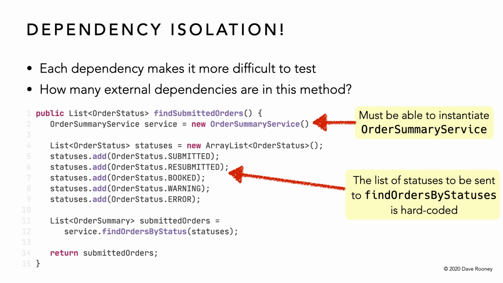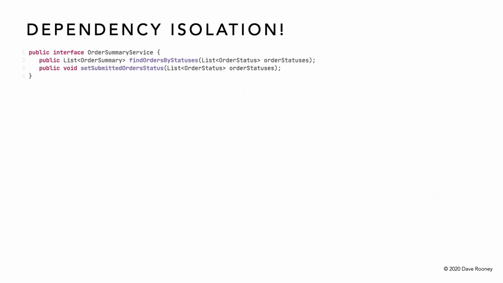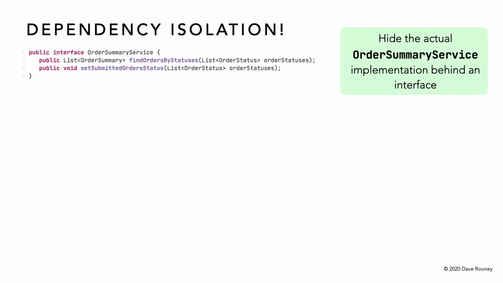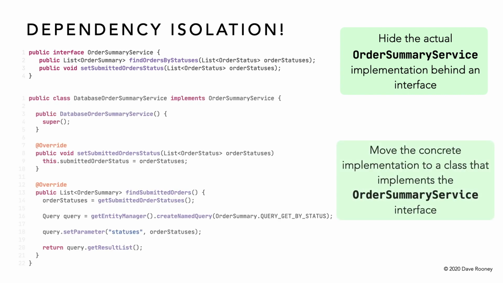So how can we rework this code to minimize the dependencies and make it more testable? First, remember from test doubles in part 1 that interfaces are our friends when it comes to microtesting. So to start with, we can hide the order summary service behind an interface. Then we can move the concrete implementation that we already have into a class that implements the new interface.